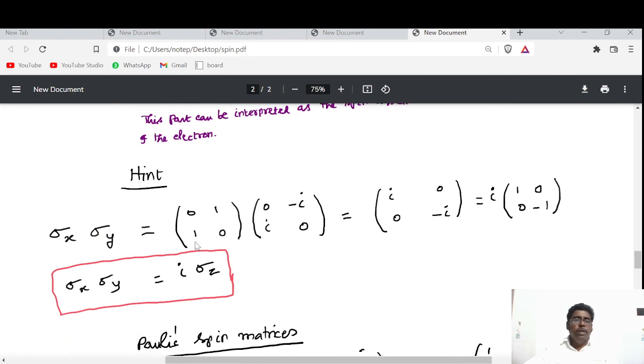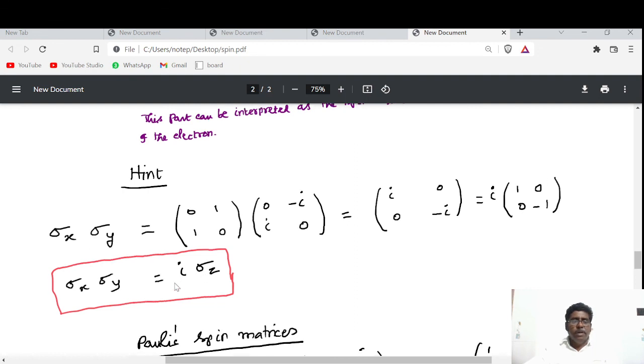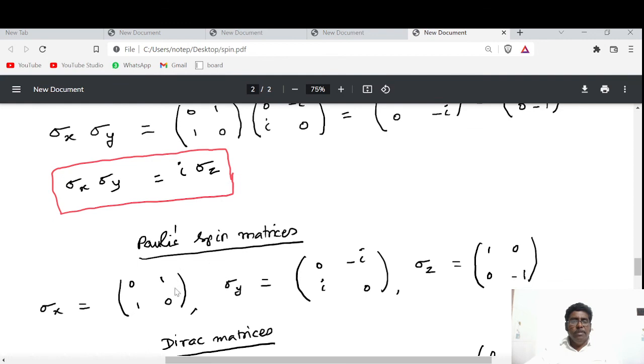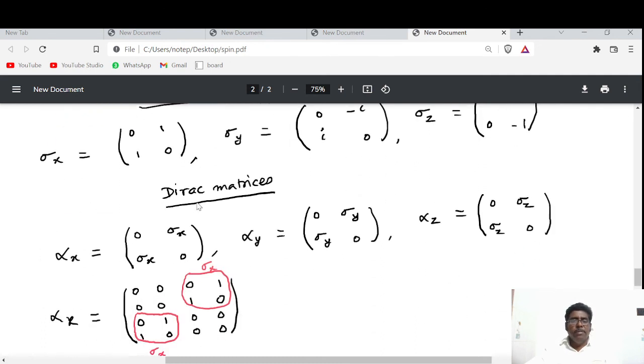Dirac's Hamiltonian. Here I have given the hint: sigma x into sigma y is i sigma z. The Pauli spin matrices are sigma x equal to (0 1, 1 0), sigma y equal to (0 minus i, i 0), sigma z equal to (1 0, 0 minus 1). Then the Dirac matrices: alpha x equal to (0 sigma x, sigma x 0), alpha y equal to (0 sigma y, sigma y 0), alpha z equal to (0 sigma z, sigma z 0).